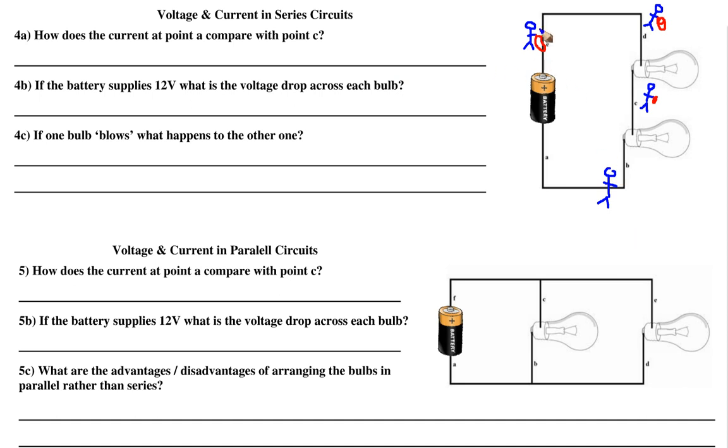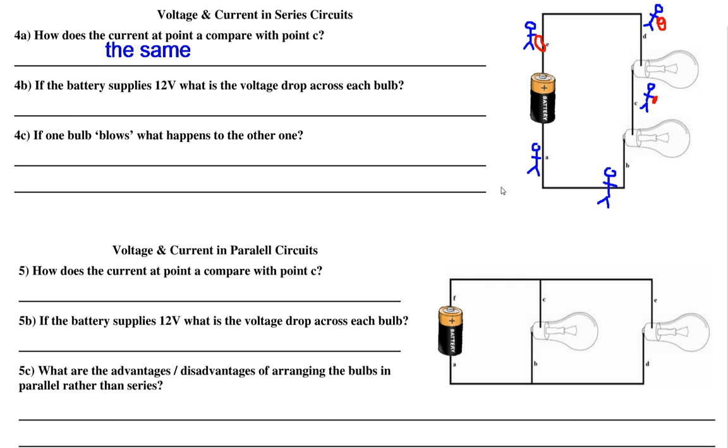So the current, the number of electrons going through at point A over here, returning to the battery, will be the same as at point C, because the current will be the same at every point in the circuit. No electrons are lost or used up anywhere. The current doesn't get consumed or used up. So essentially our answer here is the current is the same at point A and C.